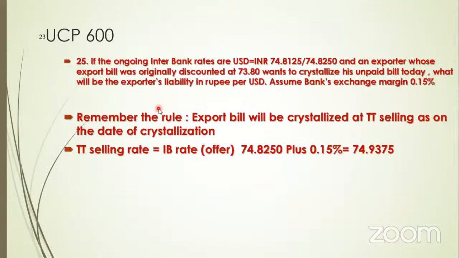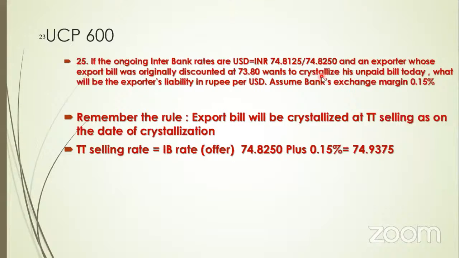Madam, this is the rate. If the ongoing interbank rate is 74.81/25/82.50, that is the spot rate. And the exporter whose export bill was originally discounted at 73.80, maybe a month back or two months back, you have discounted his export bill for $1. You have financed at 73.80.